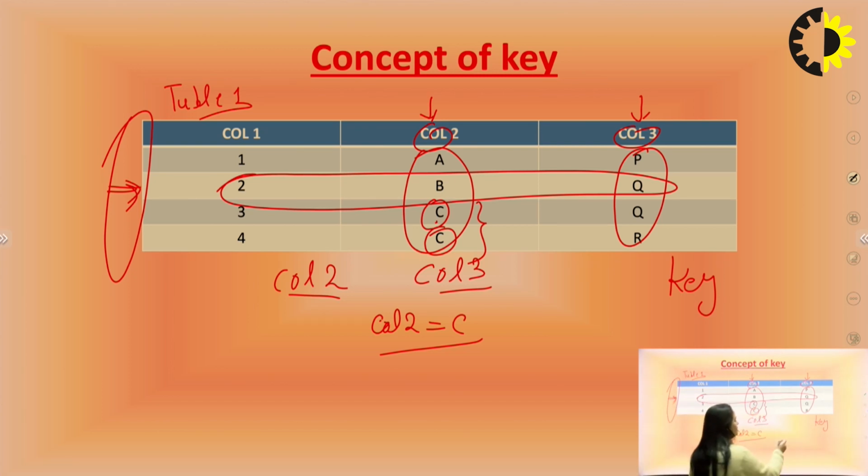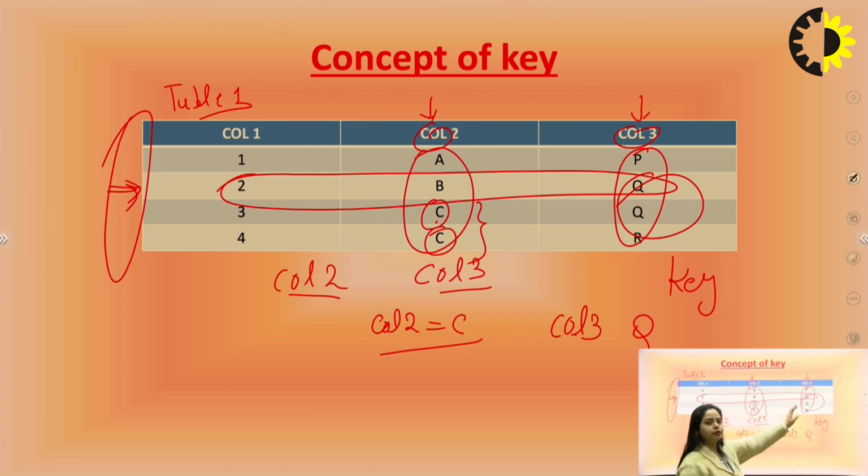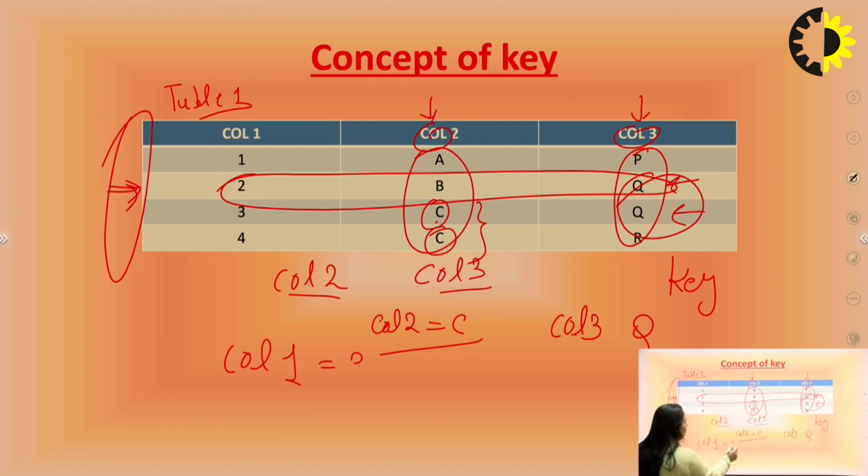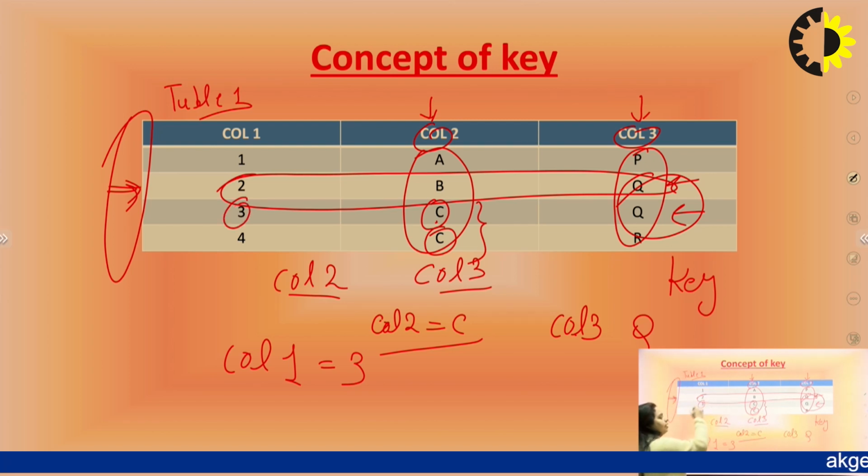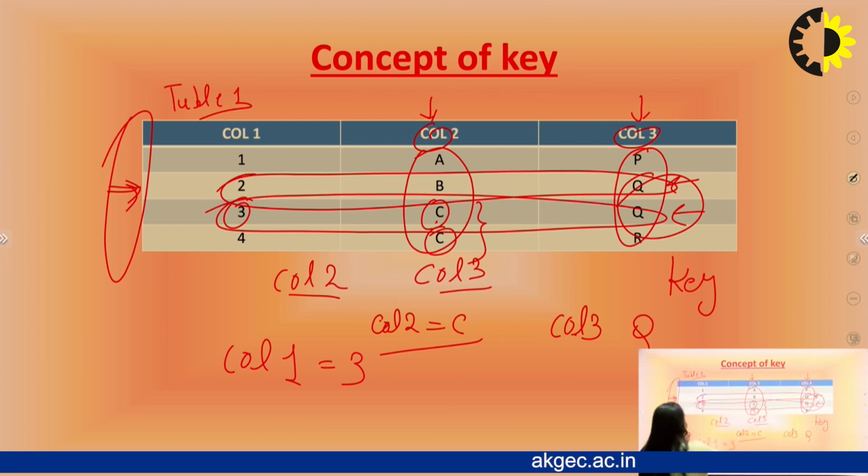The same case arises if someone says, fetch the information where the value of column 3 is Q. Once again in column 3, Q is at 2 different places. So it is also confusing for which Q the user wants the information, this Q or this Q. But when someone says, give me the information where the value of column 1 is equal to 3, now if you look at column 1, the value 3 exists only at a single place. So it is very easy to fetch the information where the value of column 1 is equal to 3. I can easily fetch this information.